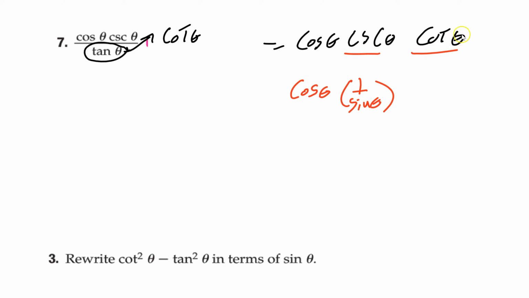Cotan, remember tan is sine over cosine. Cotan is opposite. It's cosine over sine. That's how I do it. I know what tan is. I just flip it for cotan.